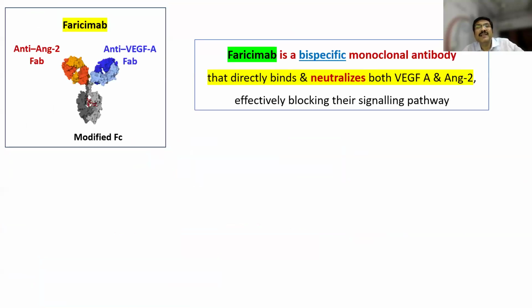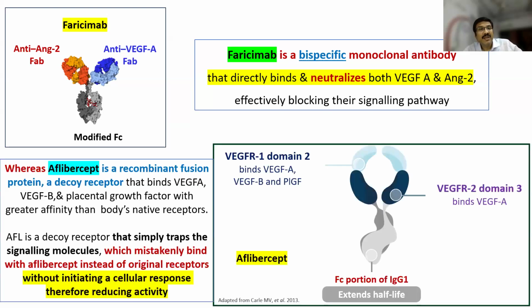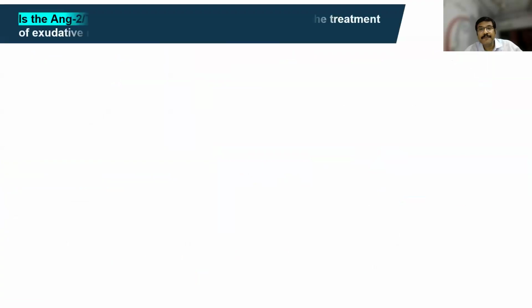Basically, we should also keep in mind that faricimab is a bispecific monoclonal antibody that directly binds and neutralizes both VEGF-A and angiopoietin 2, effectively blocking their signaling pathway. Whereas aflibercept is a recombinant fusion protein decoy receptor that binds VEGF-A, VEGF-B, and placental growth factor with greater affinity than the body's native receptors. Aflibercept is a decoy receptor, as I just said, that simply traps the signaling molecules, which mistakenly bind with aflibercept instead of the original receptors without initiating a cellular response, therefore reducing activity.